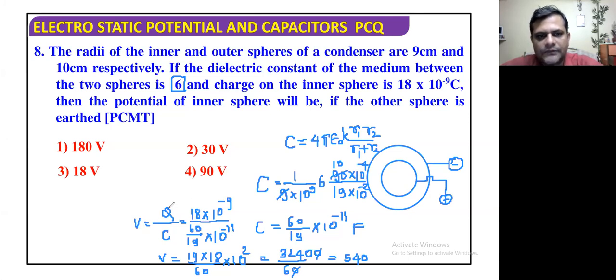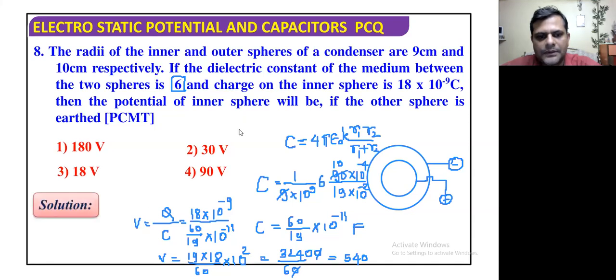And the potential of the outer sphere is not given actually. Outer sphere is Earth. That means the potential difference will be the same as the potential of the inner sphere only. Let us see the answer. Okay, हाँ नहीं बराबर तो है.